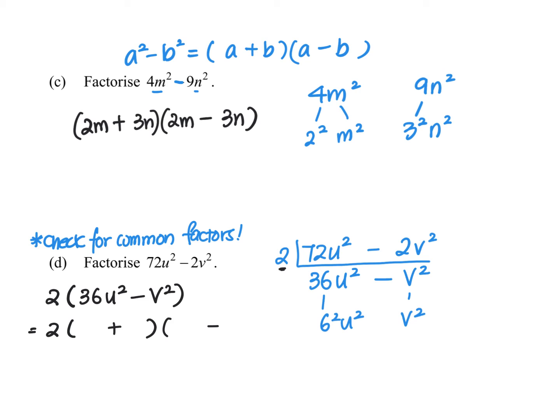Right, this one will be 36u squared, 6u times 6u. And v squared will be v times v. So the answer will be 2 bracket 6u plus v, 6u minus v. Have you gotten the skill? Let's move on to the next question.